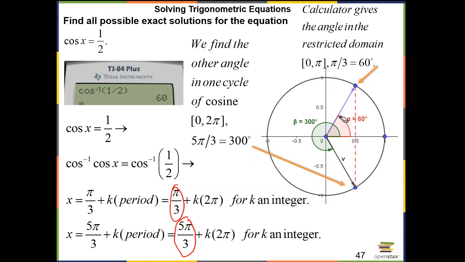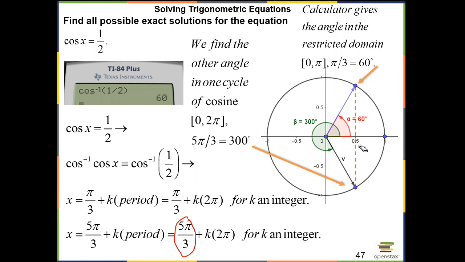But this is not the only angle. We could go around and come to this. That means we can add 2 pi to it and get another angle that has cosine 1/2. And we could keep doing that. We go around twice, once, twice, and come over here. So there are an infinite number of angles that have cosine 1/2, and they all come from this equation here.